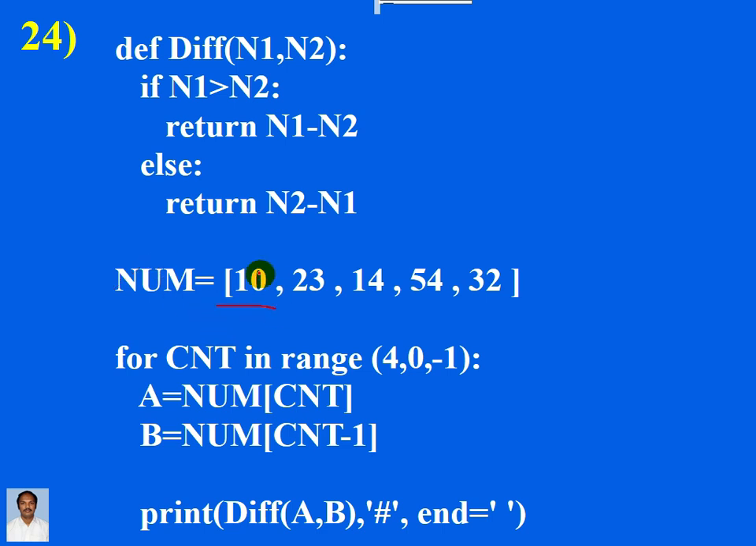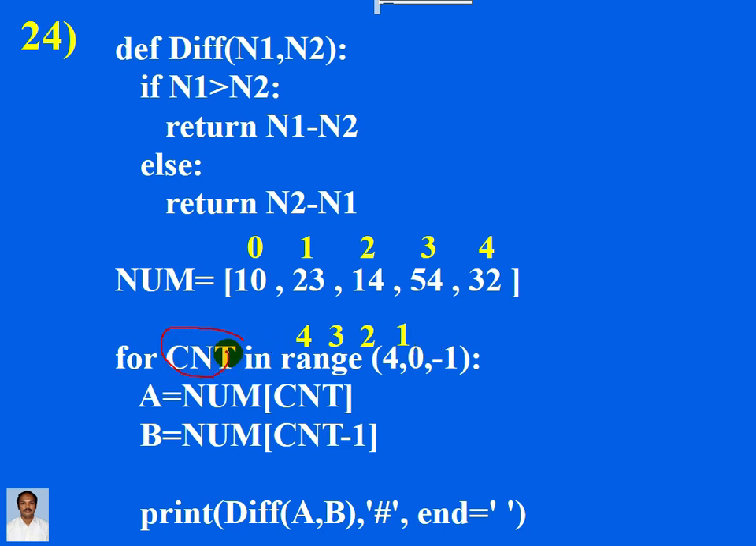Num is equal to list. Here you can write down the indices. Now, range 4, 0, -1. Range function returns all the integers starting with 4, ending with 0, but 0 is excluded, in steps of -1. So you get 4, 4 minus 1, 3, 3 minus 1, 2, 2 minus 1, 1, 1 minus 1, 0 will not appear because it ends with 0, but 0 is excluded. So you get 4, 3, 2, 1.